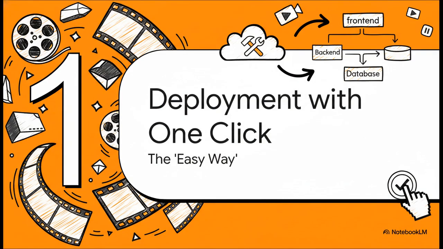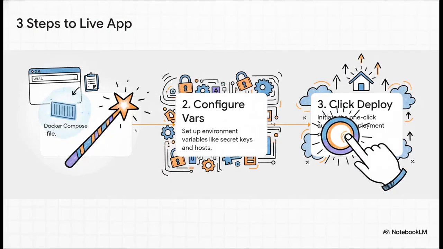Okay, so first things first, I want to show you what I call the easy way. We're going to deploy a full-stack movie streaming app, Magic Stream, using a tool that hides a ton of complexity, Hostinger's Docker Manager. You're about to see just how ridiculously simple this can be. The whole process is almost too simple. It really boils down to just 3 steps.